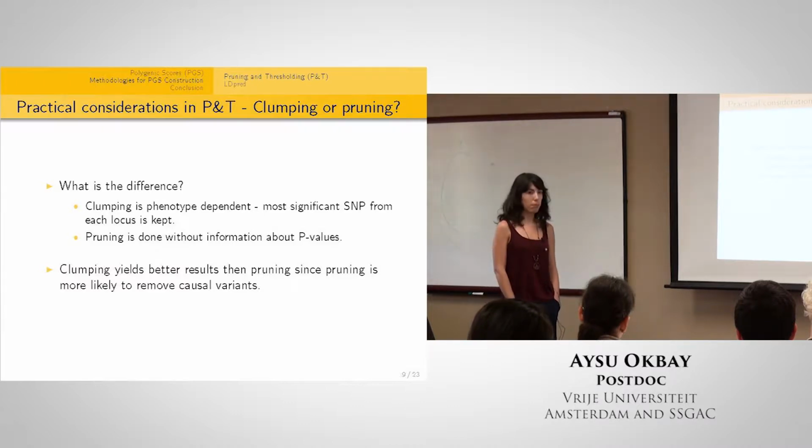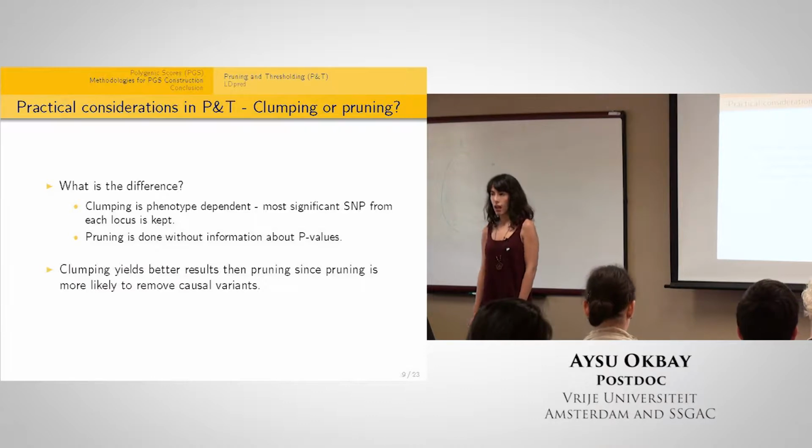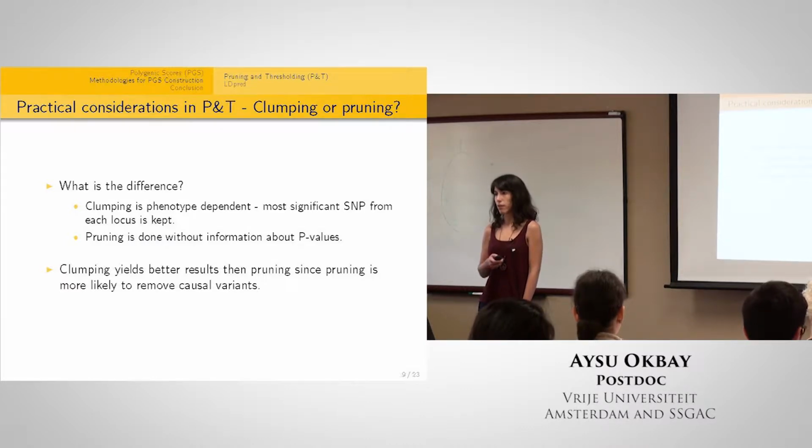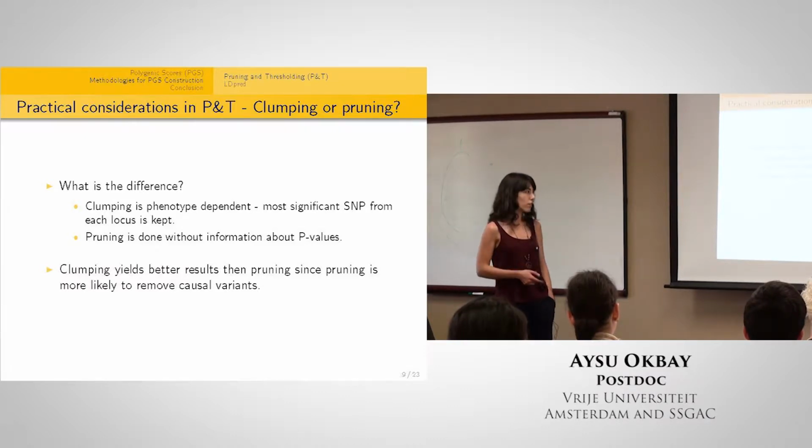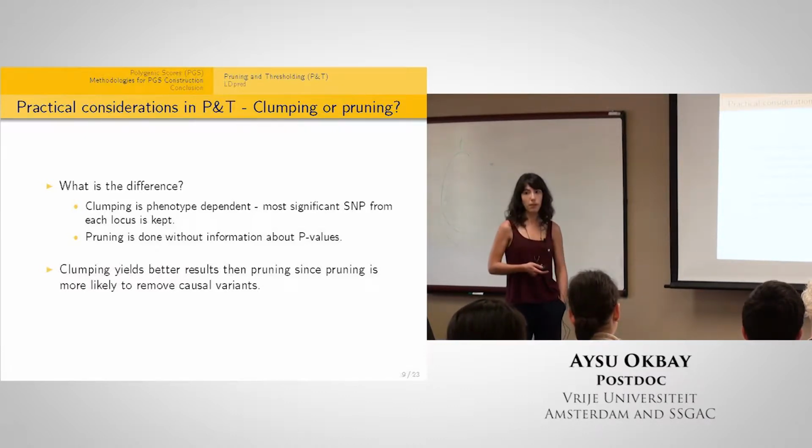Pruning is blind to the p-values, so you don't use the p-values at all. You just have a reference sample, and you get the independent SNPs using LD from that reference sample. But since you don't use the p-values, it's likely that you're losing a lot of causal SNPs. So this is actually very straightforward. Clumping is better.